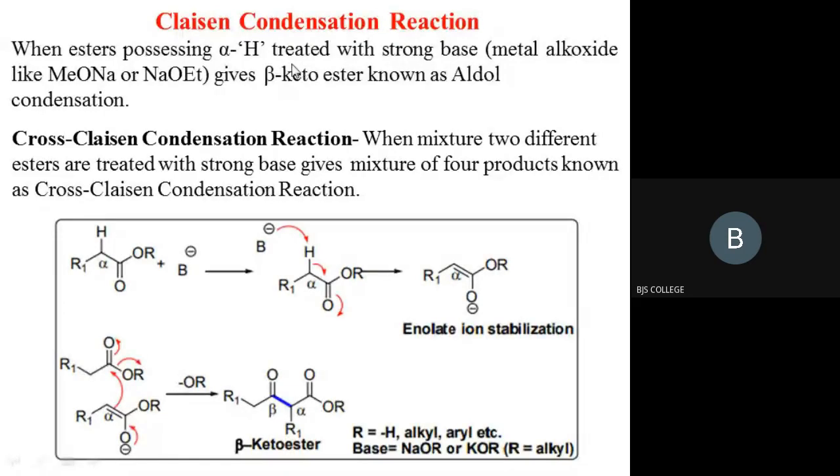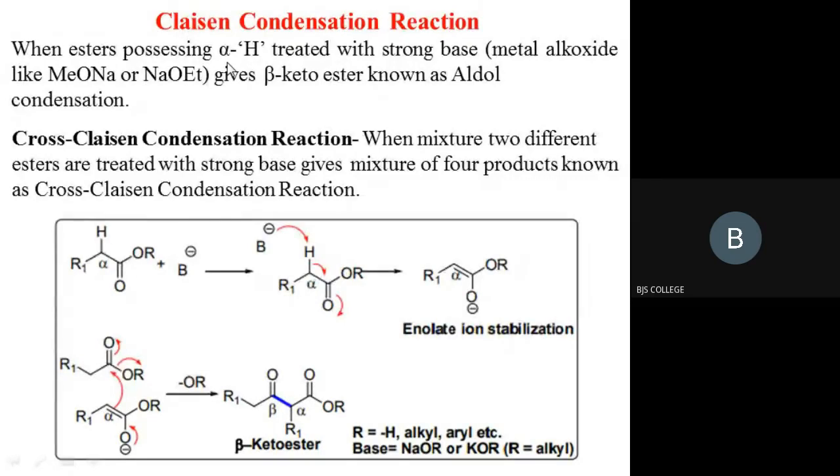Just like your aldol condensation, where you get beta hydroxy aldehyde or beta hydroxy ketone, in Claisen ester condensation you get beta keto ester as a product. Generally, the bases used here are sodium methoxide or sodium ethoxide. Again, Claisen condensations are of two types, self and cross Claisen condensation.